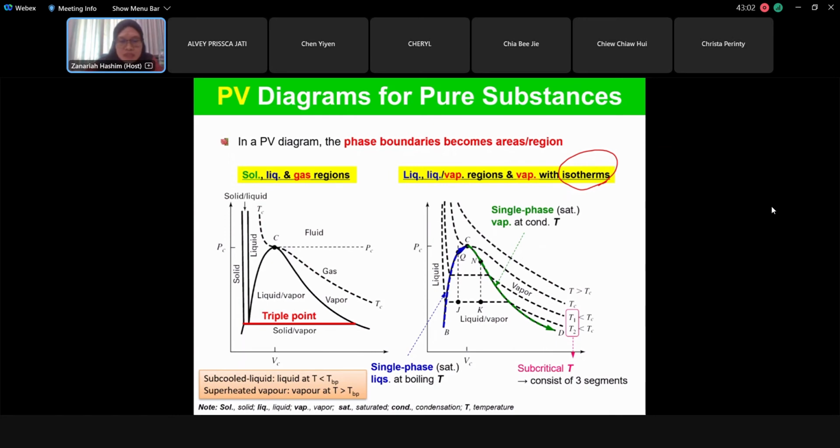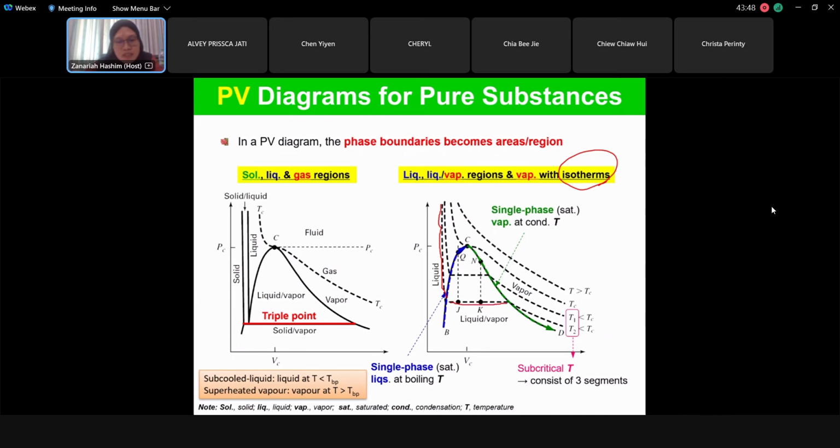So let's say you are referring to this T2 line. First, you start with liquid, so you have the substance in liquid form. When you decrease the pressure, it will slowly move here until it reaches this line. At this point, the substance is saturated liquid. The pressure is constant along this line, but the temperature is increasing.